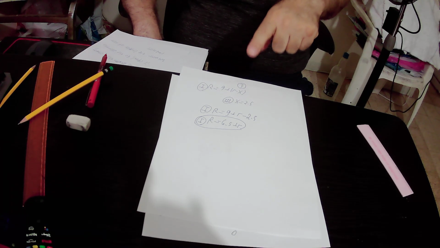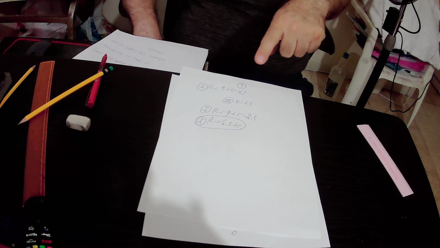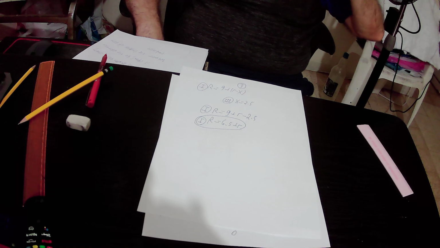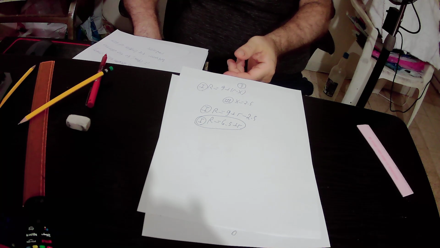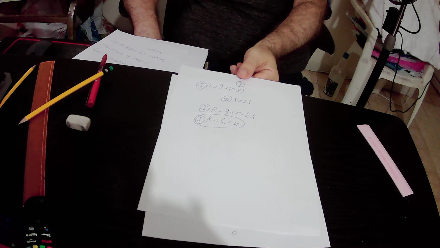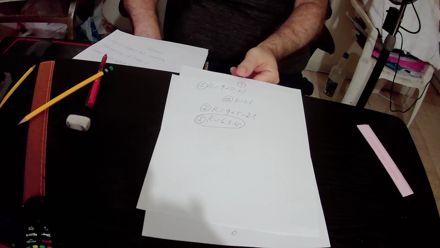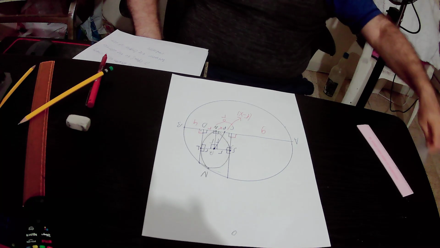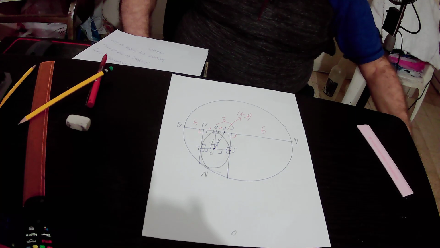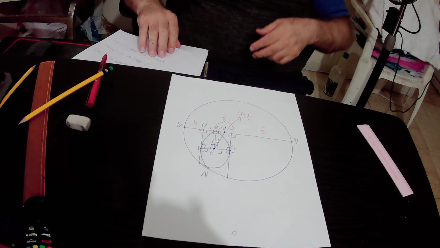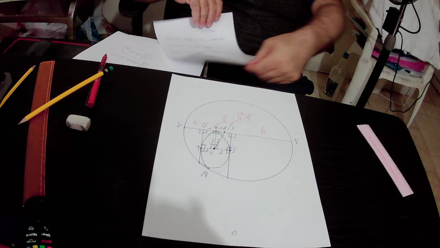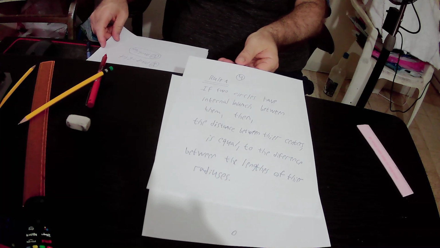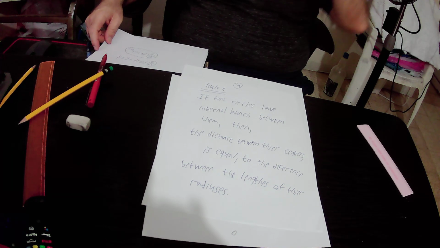We substitute x by 2.5 in equation number 1, and we found that the value of capital R, that is the radius of the big circle, equals 6.5 plus small r. Then we presented rule number 1 and we implemented rule number 1 in our drawing.